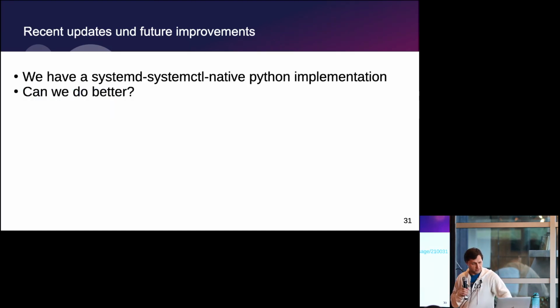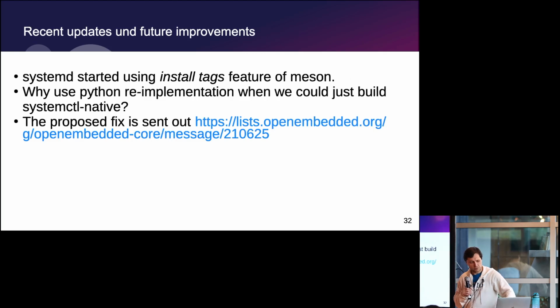What else we can do? Let's see. We have right now a systemctl native recipe. What it does is basically re-implement systemctl from systemd as a Python script. Can we do better? I think we might. So thanks to Richard, in systemd they started using install tags from Meson. I think Meson had that feature for about 2-3 years already, where you can specify what you actually can install.